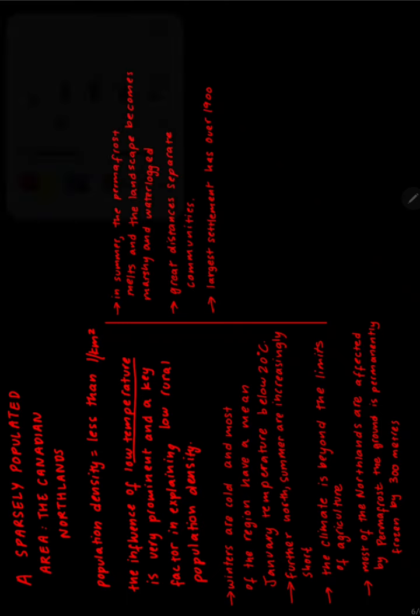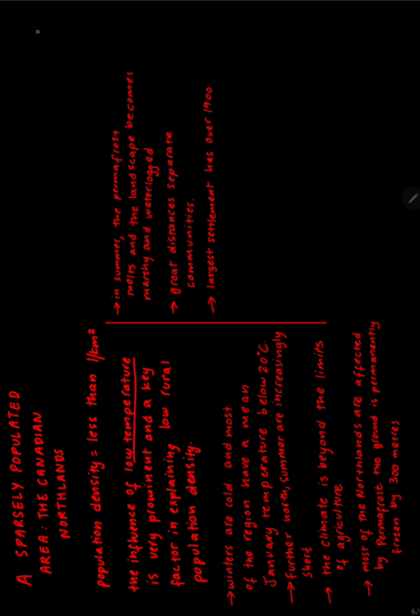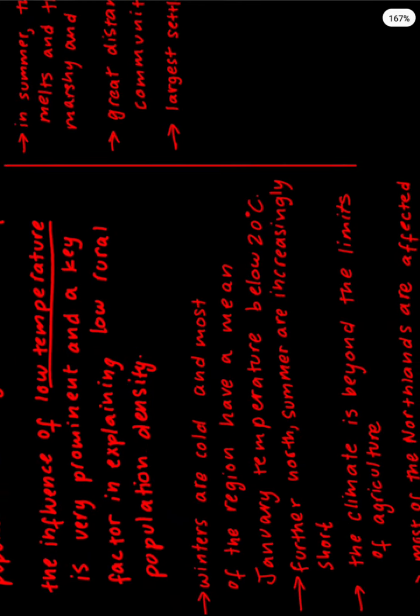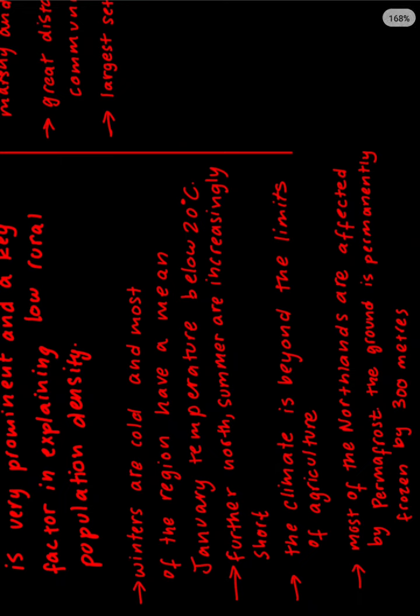So basically, I'm just going to go over it again. The Canadian Northlands are an area of North America with a population density of less than 1 person per kilometer. In this area, the climatic conditions are a key factor for this density. Winters are cold, and most of the region has a mean January temperature below 20 degrees.